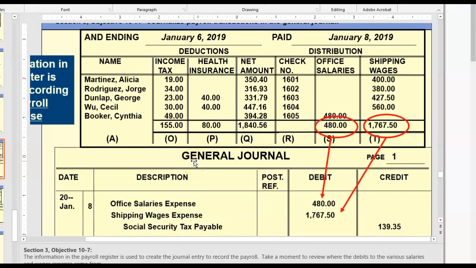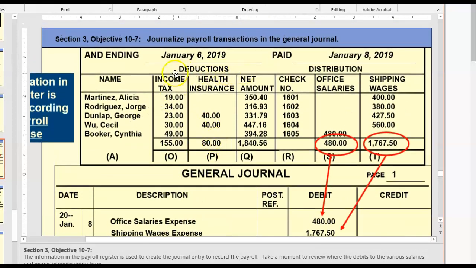Okay, here's what we want. So let's say we've got our paycheck information here, and we have office salaries and shipping wages. Notice how they're separated. Remember I told you how things are taxed differently depending on the job? Administrative jobs, which would be office salaries, are taxed differently than regular staff jobs. Not sure why they do that, but they do that. So it's important that the position be separated.